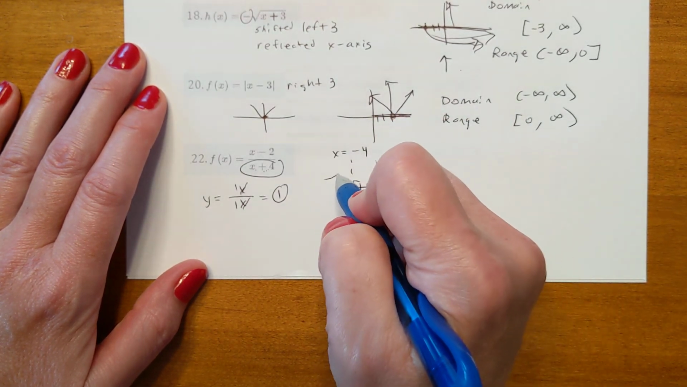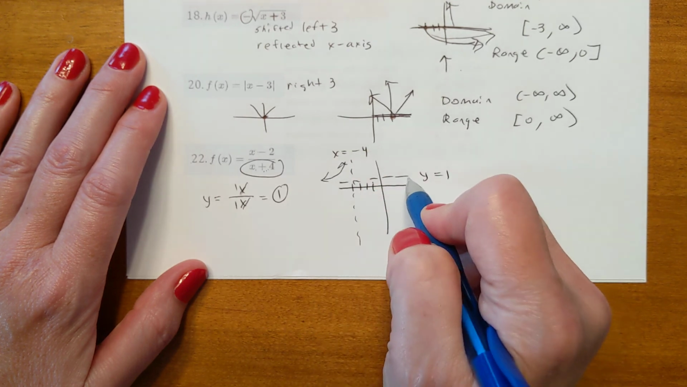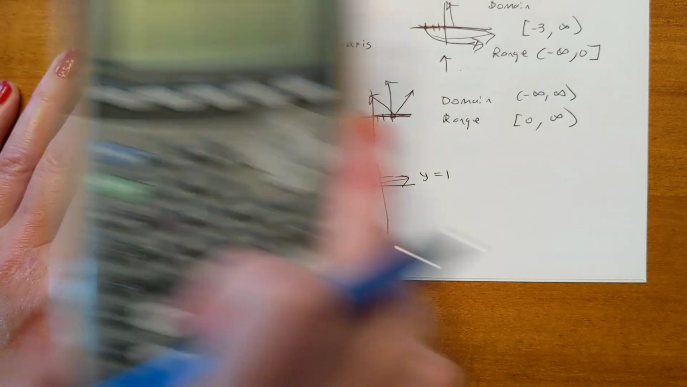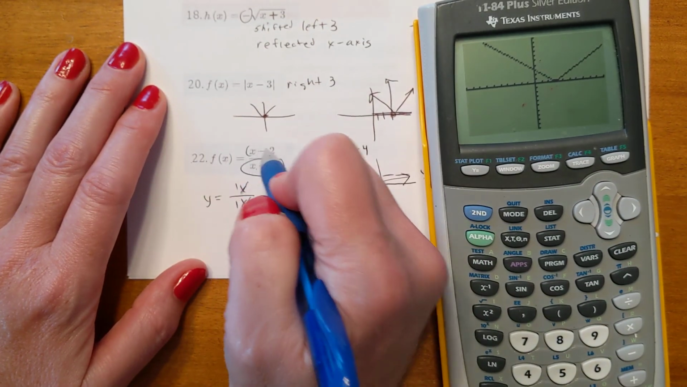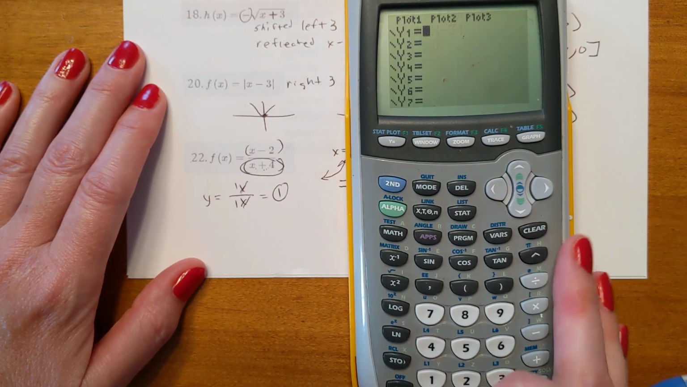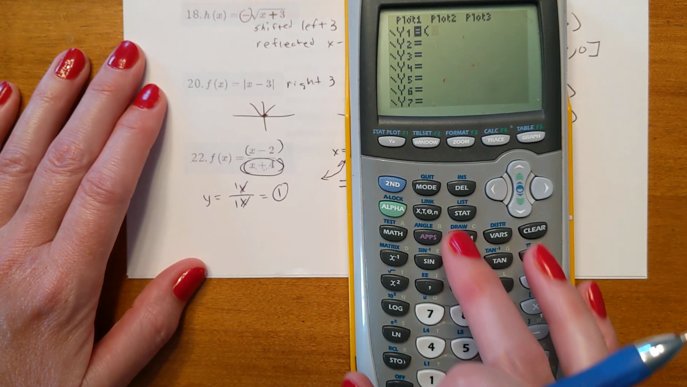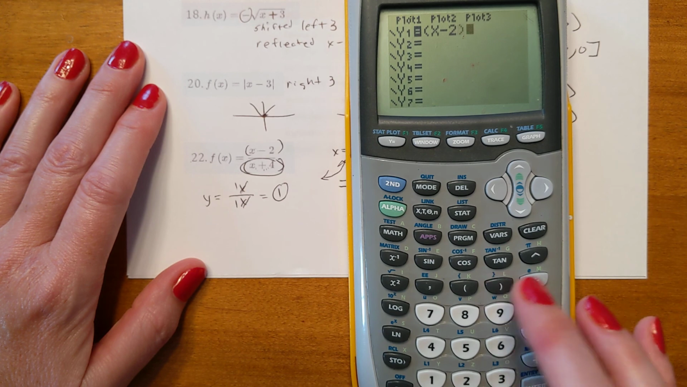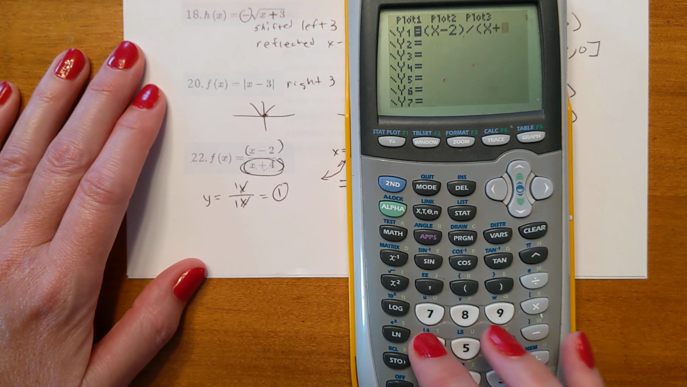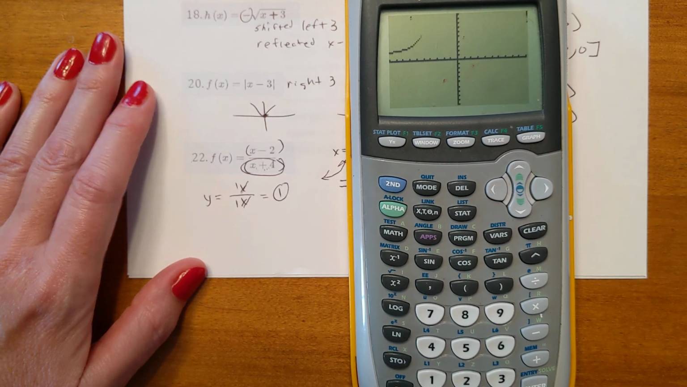And then if you graphed it, you would see then that it goes in these two quadrants. And again, you can verify that on the calculator. Remember to put parentheses around the top and parentheses around the bottom. So that gives us here parentheses x minus 2 divided by parentheses x plus 4. And then graph it.